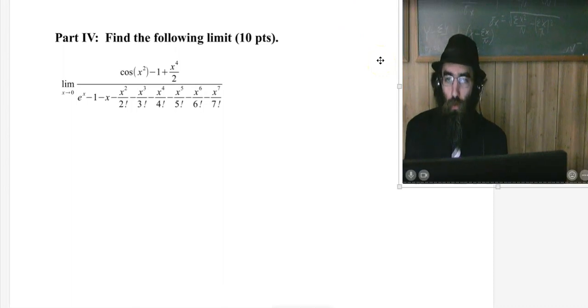Anyway, part 4 for 10 points. Find the following limit. Limit as x goes to 0 of a fraction. Numerator of the fraction is cosine of x squared minus 1 plus x to the 4th over 2. Denominator is e to the x minus 1 minus x squared over 2 factorial minus x cubed over 3 factorial minus x to the 4th over 4 factorial minus x to the 5th over 5 factorial minus x to the 6th over 6 factorial minus x to the 7th over 7 factorial. Yeah, that whole thing is the denominator.